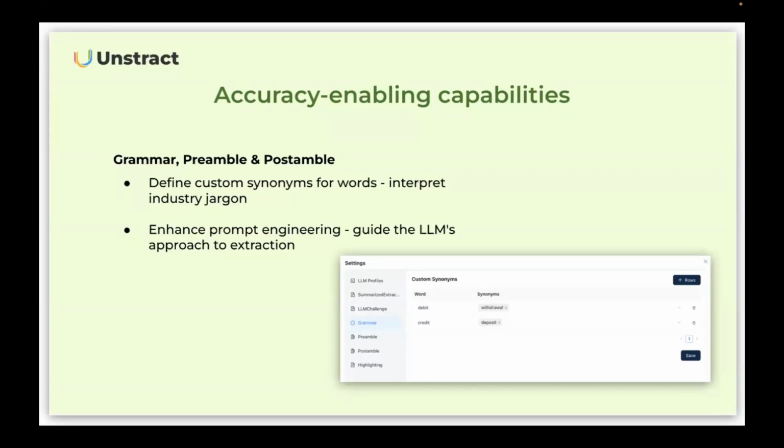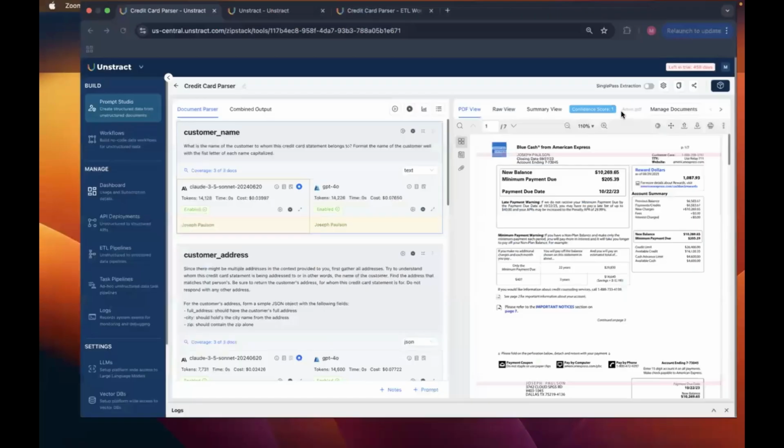So this is defined to guide the LLM's approach to extraction. The postamble similarly is a prompt that is appended at the end of all the prompts that you define in the project. So it specifies how the responses should be formatted. So let me just move on into the demo for you to get a better idea of this.